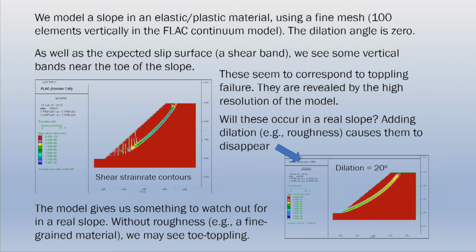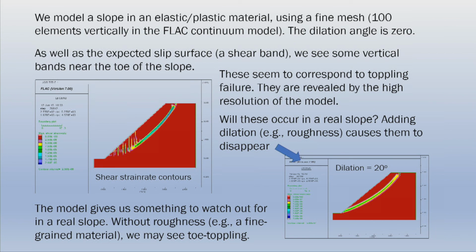And they actually correspond to toppling. If you get a deck of cards, obviously you can't see this, but you can imagine it. If you have a deck of cards like this and you push at right angles, these cards are all doing this shuffling business, and that's really toppling at a toe. The thing is, will these occur in a real slope?